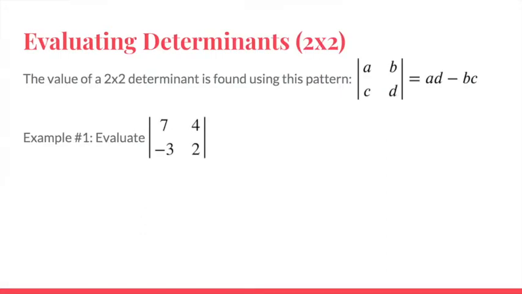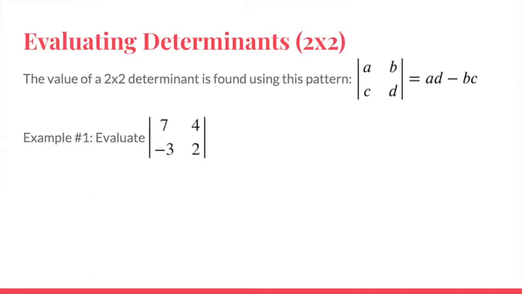To evaluate a 2x2 determinant, it's a fairly simple pattern that we follow. And you may recognize this pattern. It showed up when we talked about inverses of 2x2 matrices. AD, if we start at the top left and go to the bottom right, that would be A times D, and then go to the top right, bottom left, BC. AD minus BC is the determinant for a 2x2 matrix.